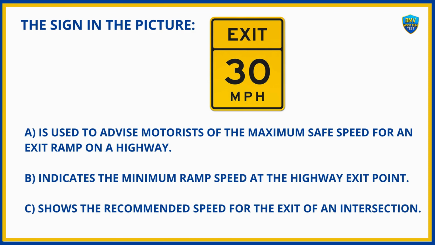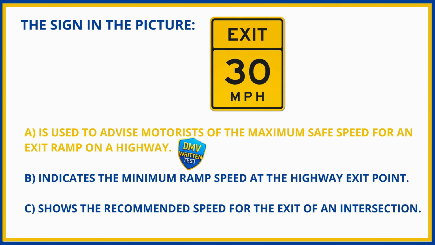The sign in the picture: A. Is used to advise motorists of the maximum safe speed for an exit ramp on a highway. B. Indicates the minimum ramp speed at the highway exit point. C. Shows the recommended speed for the exit of an intersection. And the answer is A. Is used to advise motorists of the maximum safe speed for an exit ramp on a highway.